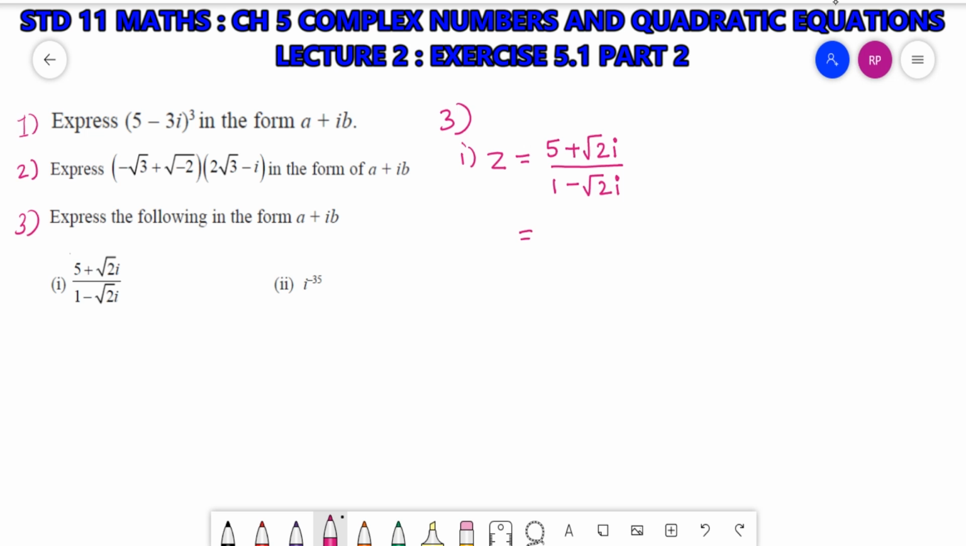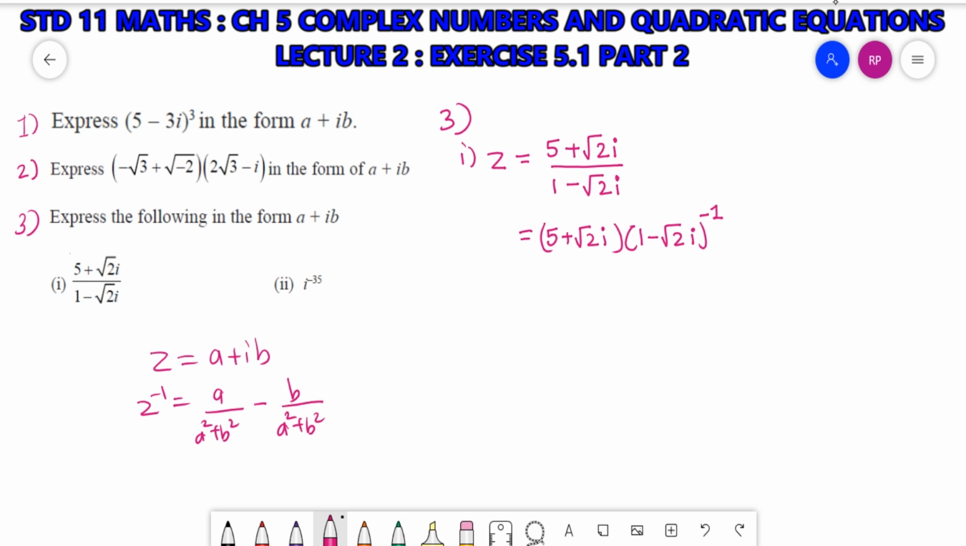See how I can write it down. I can write it down as (5 plus root 2i) into (1 minus root 2i) inverse, right? So here I will use the formula for multiplicative inverse. What was it? If z is equal to a plus ib, then z inverse is a upon a square plus b square minus b upon a square plus b square i. So I will use this technique for this.